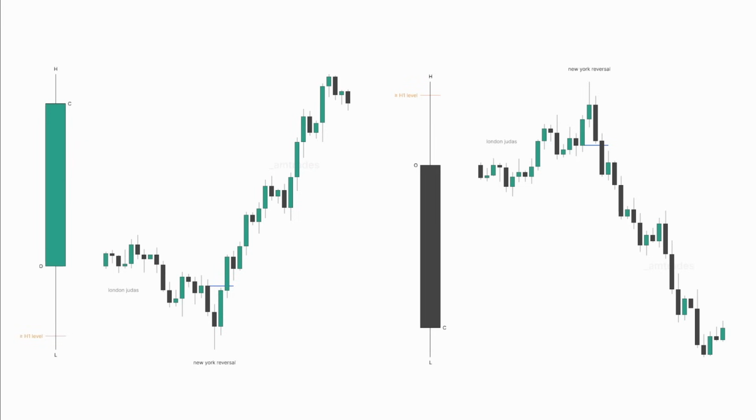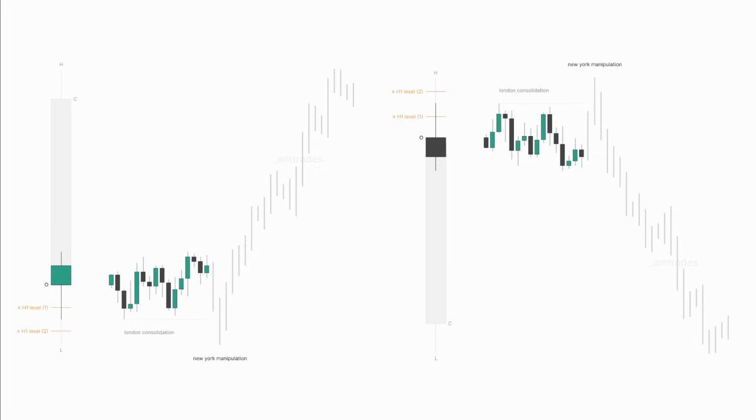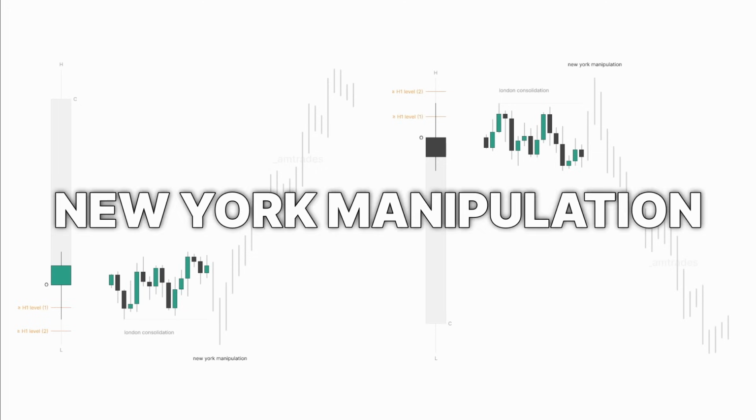This profile offers lower time frame entries at the New York reversal, but if you want to be more conservative and wait for an intermediate term change in state of delivery, you can always play the continuations to capture the majority of that expansion. On to the third and final daily profile, we'll be covering the New York manipulation.